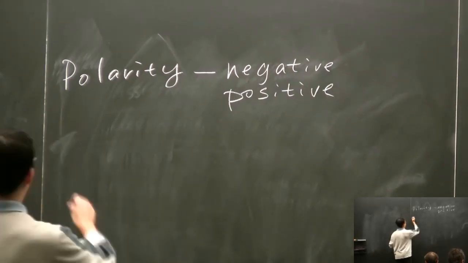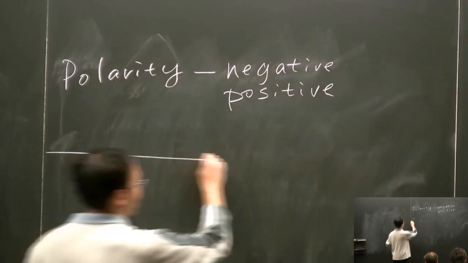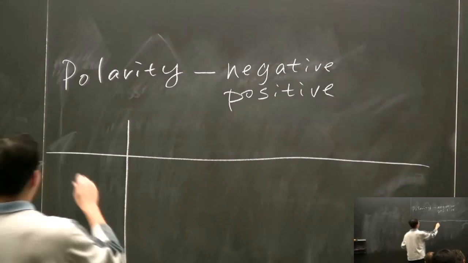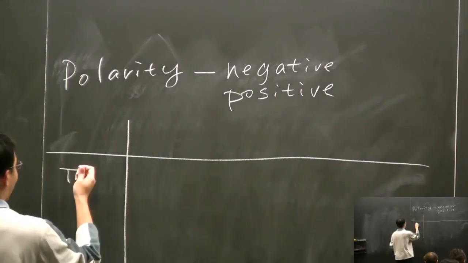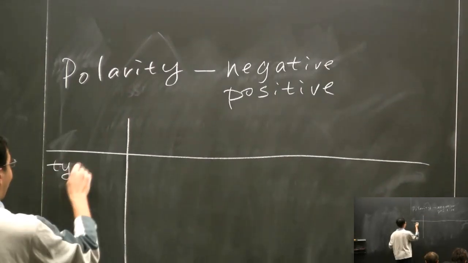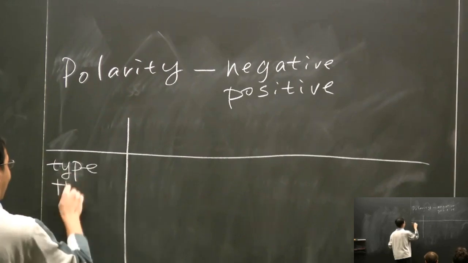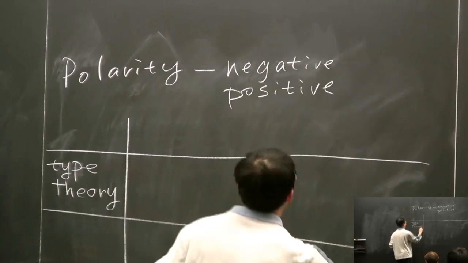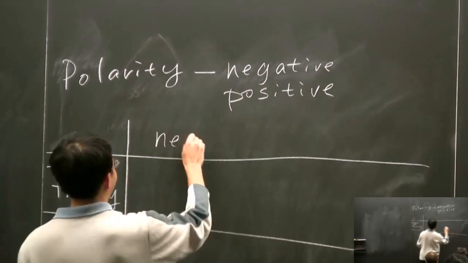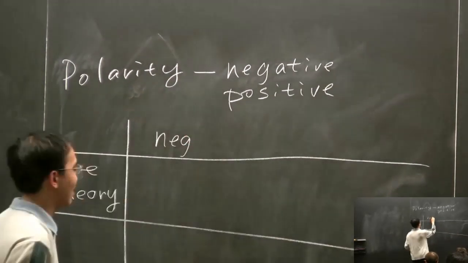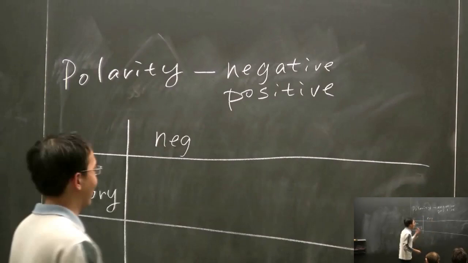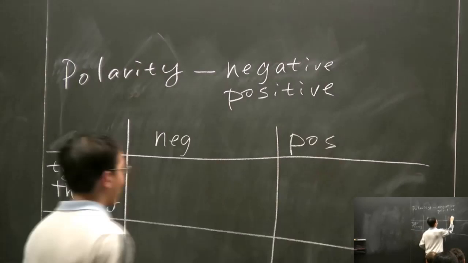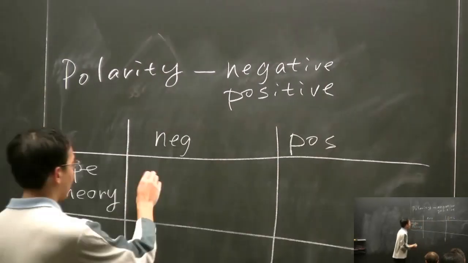So let me try to draw a large table. So TT for type theory. It's a little bit weird to start with negative instead of positive, but I'll follow Bob's order. Okay. So what is negative?